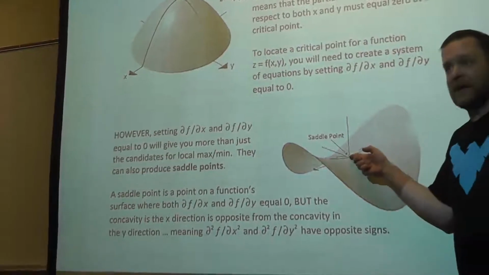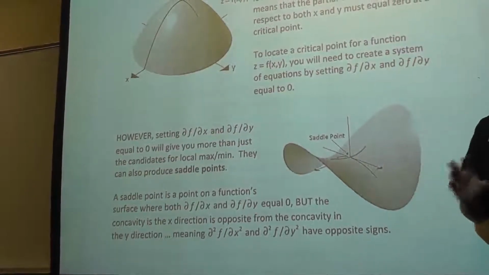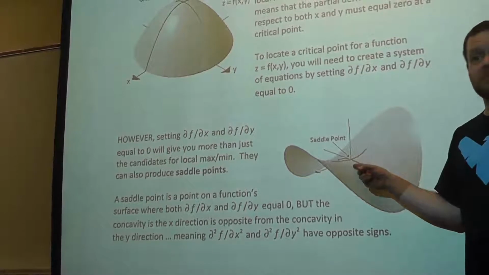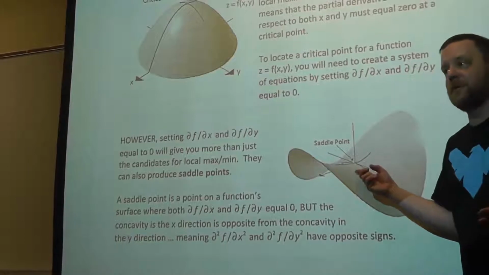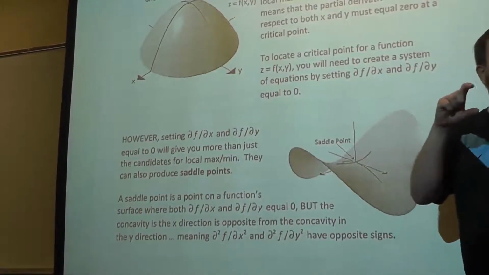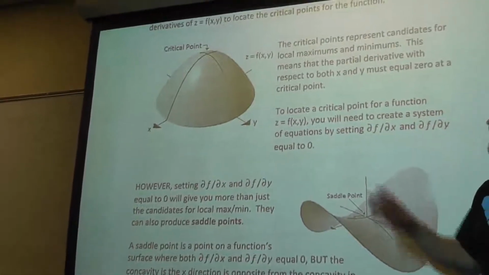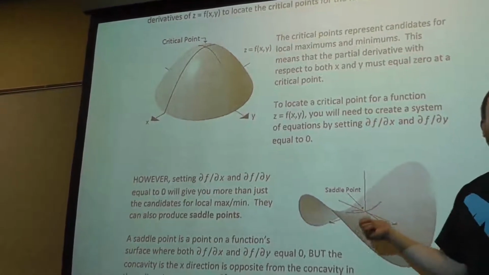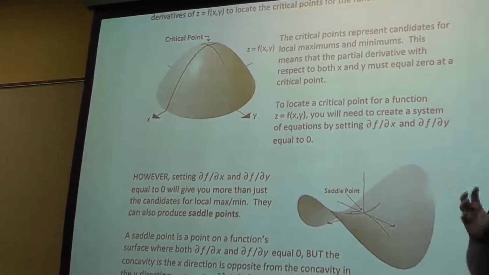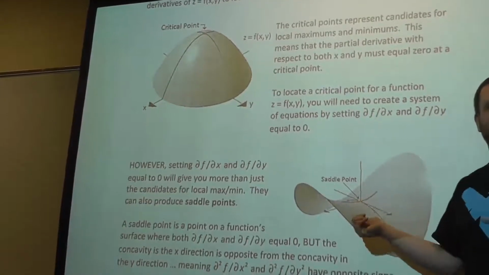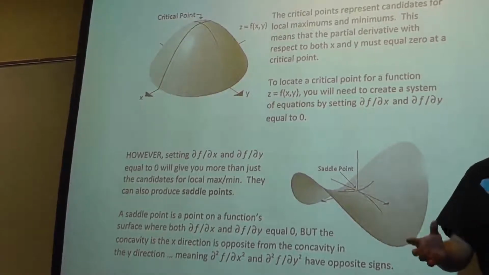In the x direction, that looks like a minimum. But in the y direction, that looks like a maximum. So there's a little bit of a disparity. At points like this, your partial with x and your partial with y would both go to zero. So your gradient vector would also go to zero. So simply setting the components of the gradient equal to zero doesn't guarantee you're only going to get the maxes and the mins. You're also going to pick up these saddle points too. That's why you need a filter to figure out which points you have, which ones are maxes, which ones are mins, and which ones are these saddle points, okay? So first things first though, let me show you how to find these critical points.